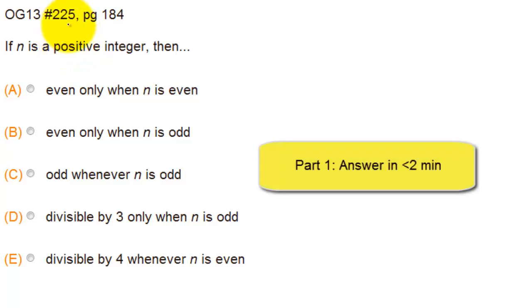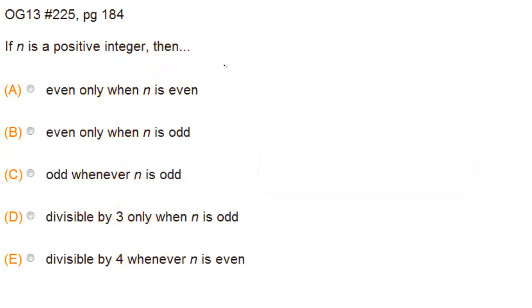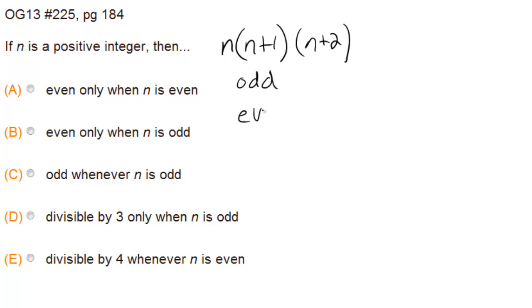This is question 225. If n is a positive integer, then which one of these guys satisfies this expression? And the expression is basically n times the one after it times the one after that. So let's think about it. When n is a positive integer, there's basically two scenarios. You have odd and you have even.